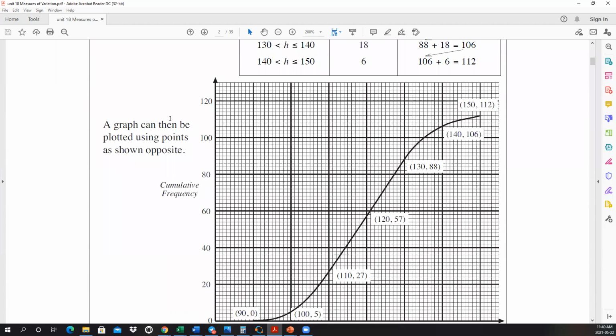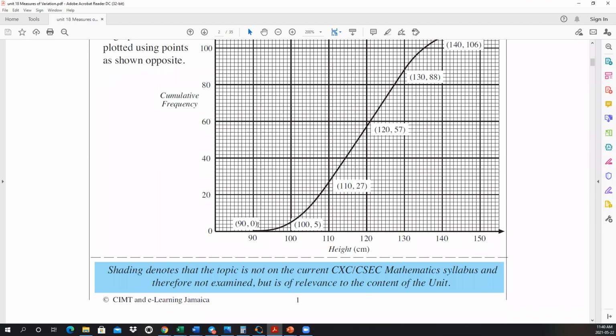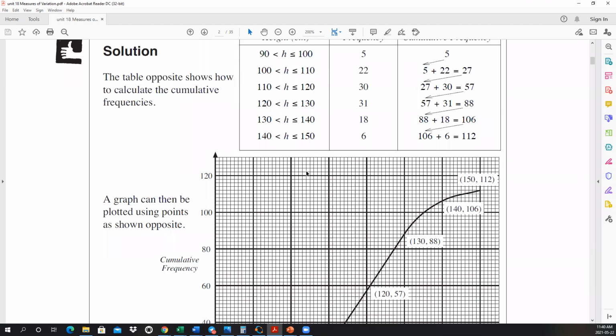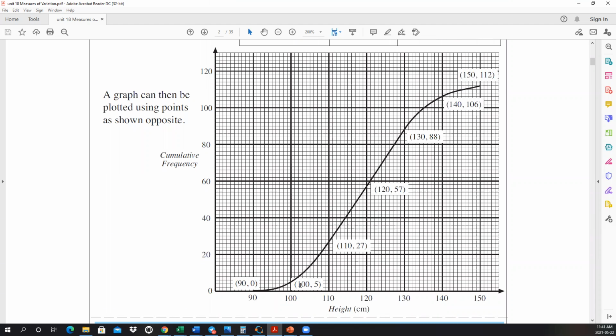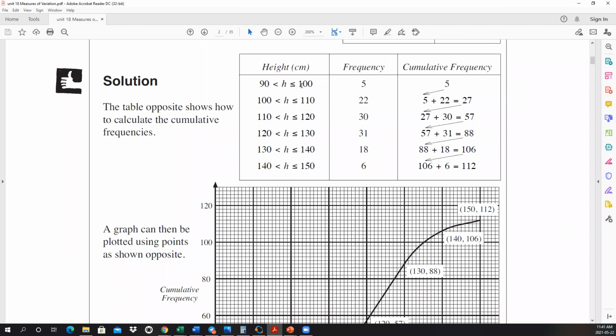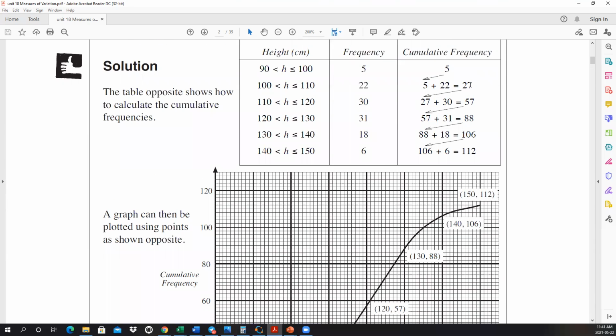Then it says that a graph can be plotted using points as shown opposite. So see it here, you go 90, 0. This one is 105. So 0 here. So 90, 0. 105, the 5 would come from here, the 100 would be this point here. And then the other one is 110, 27. Let me look at these endpoints.